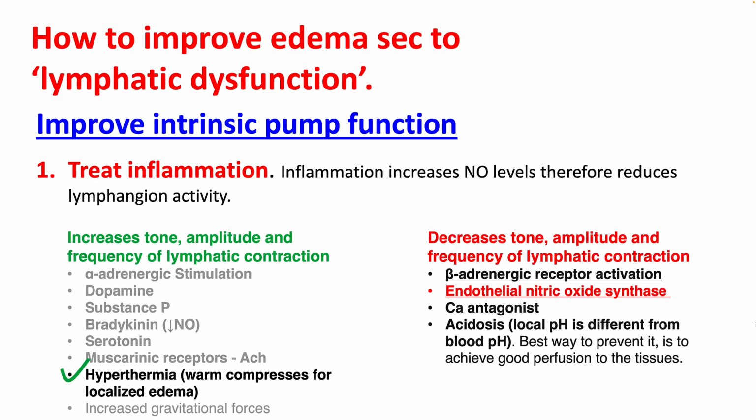The other thing that you have under control would be to prevent local acidosis. Understand that local pH is different from the blood pH. And to prevent tissue acidosis, the best way to achieve it is to achieve good perfusion to the tissues.